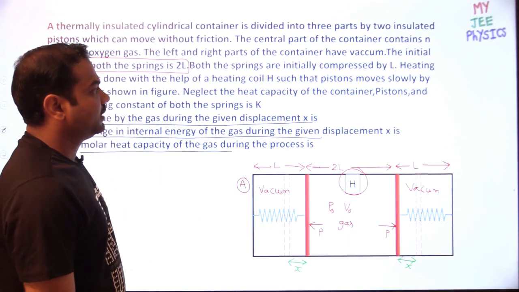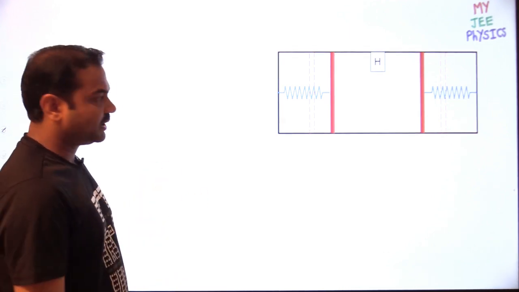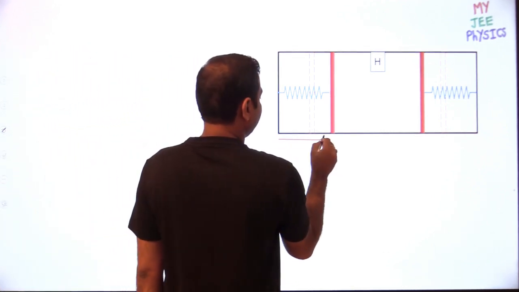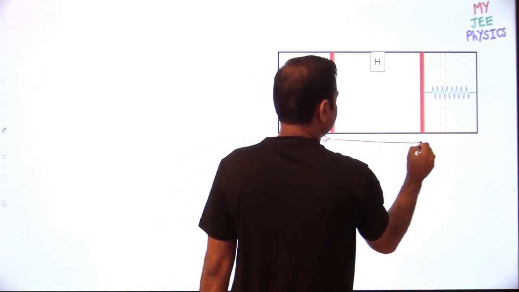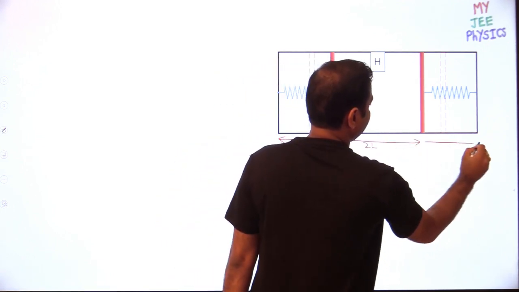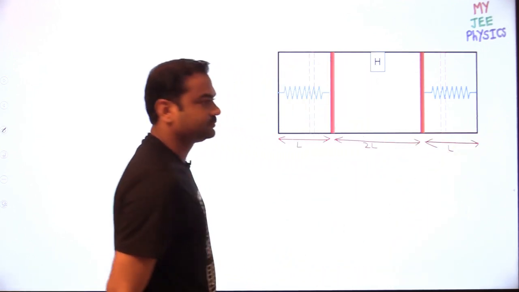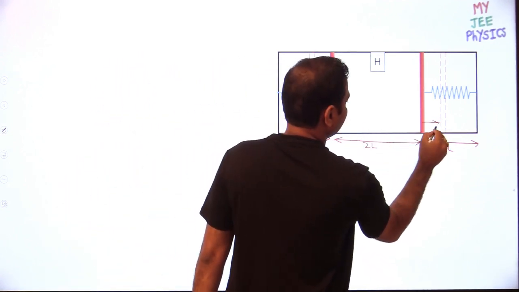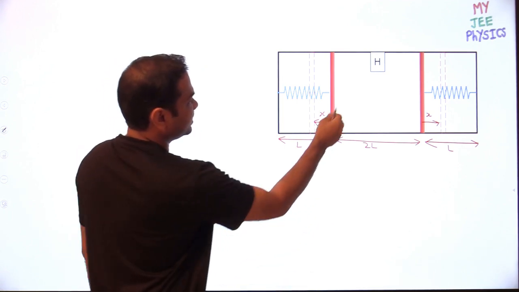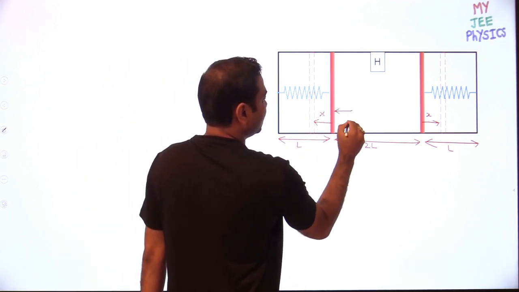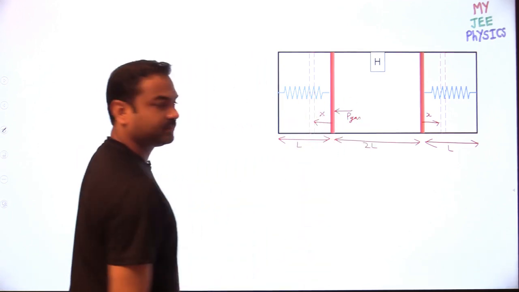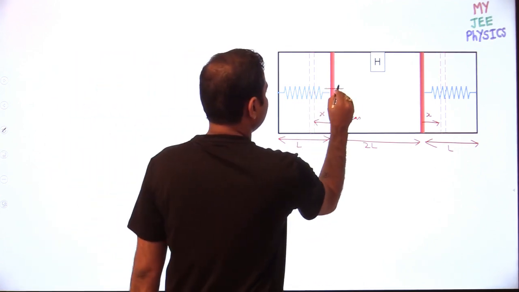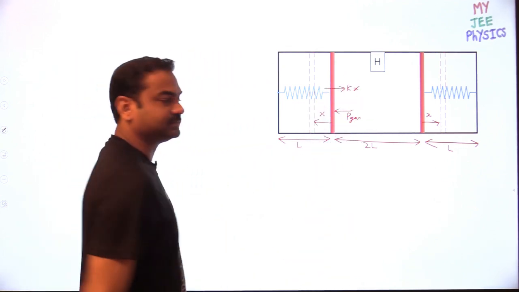Now I have taken the diagram again. What was the initial length? The initial length of the spring was L. Now what is the displacement of the piston? x is the displacement. Suppose the piston has moved outward and the pressure of the gas is P, which should be equal to Kx because of equilibrium.